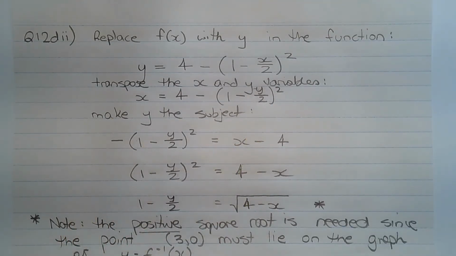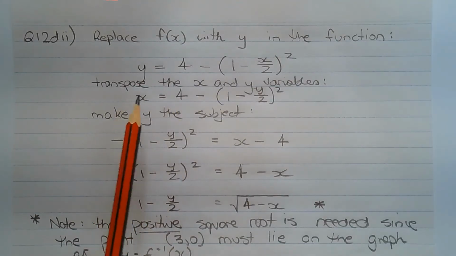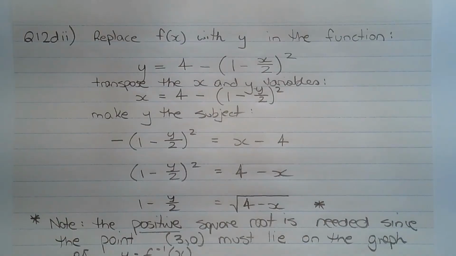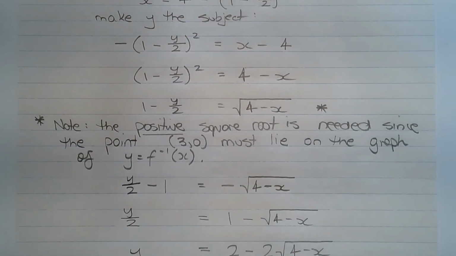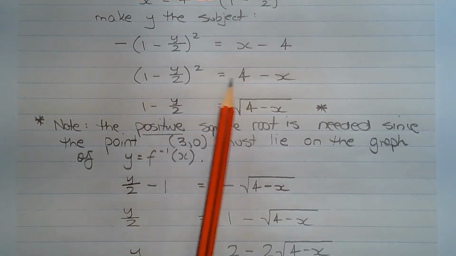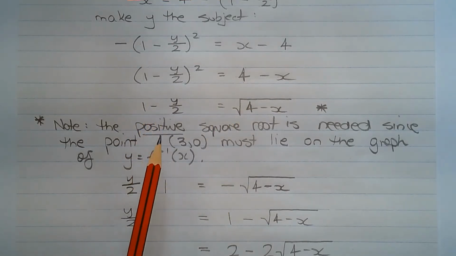And then we make y the subject of the formula. So subtracting 4 from both sides and then swapping both sides of the equation around, we have negative (1 minus y over 2) all squared is equal to x minus 4, because we want the y on the left-hand side and the x on the right-hand side. Multiplying both sides by -1, we have (1 minus y over 2) all squared is equal to 4 minus x. And taking the square root of both sides, we have 1 minus y over 2 is equal to the positive square root of 4 minus x.